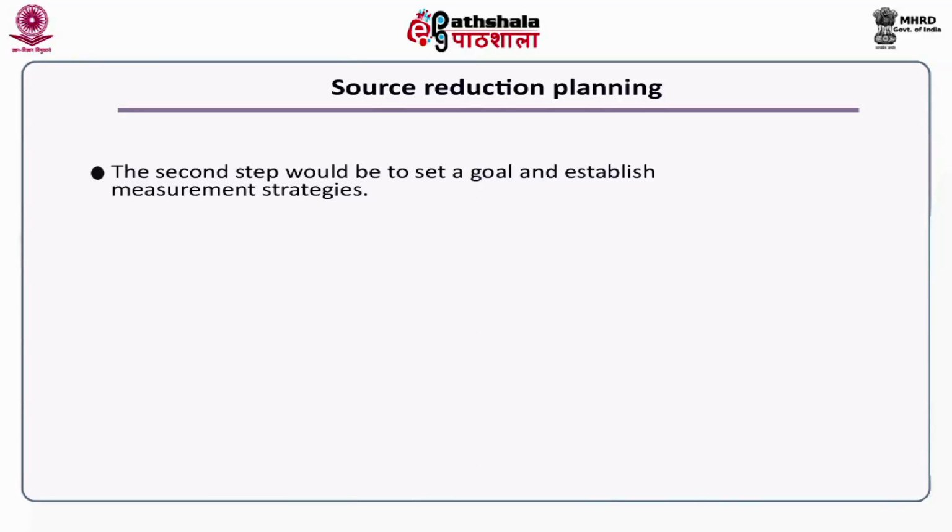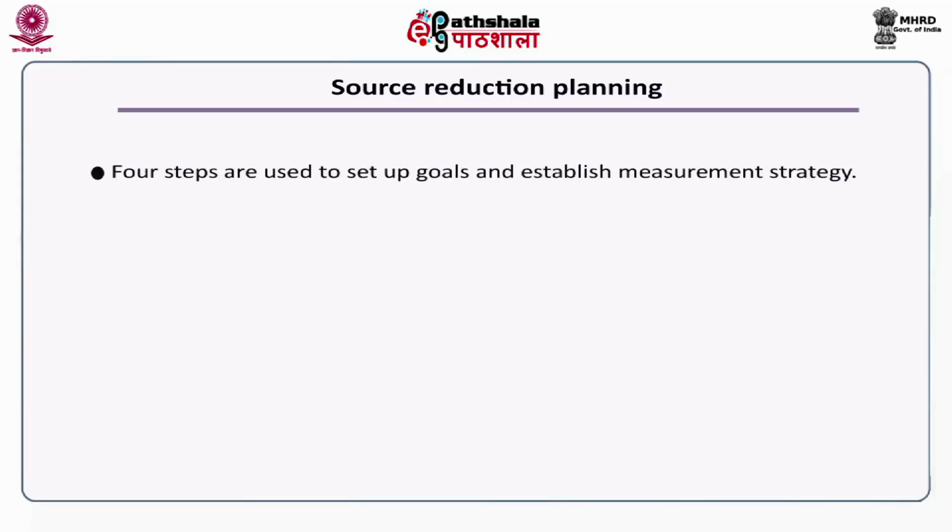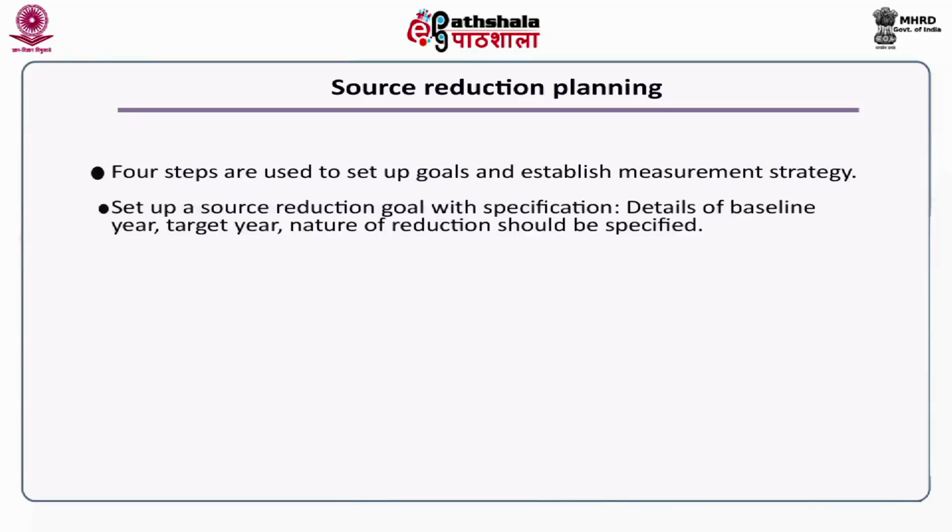The second step would be to set a goal to establish the management strategies. This will help you in evaluating the progress of a source reduction plan. Now, 4 steps are used to set up a goal and establish a management strategy. 1. Set up a source reduction goal with certain specification. For this, you should know the details of a baseline year, target year, and the nature of reduction that should be specified here.